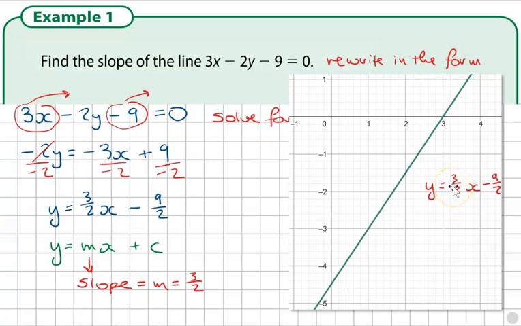So we're going to just double check that the slope is right by drawing in a sensible triangle. So I'm going to draw a triangle here. And we can see that the rise is 3 and the run is 2. So the slope is equal to the rise over run, which is 3 over 2. So yes, it is correct.